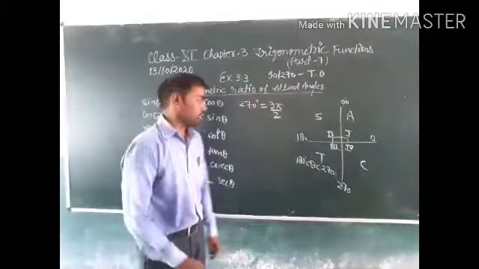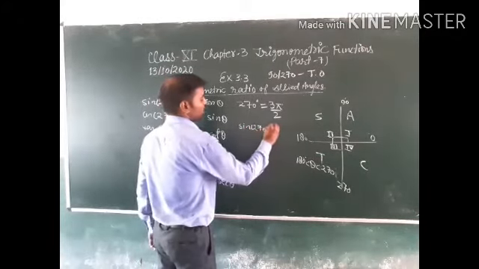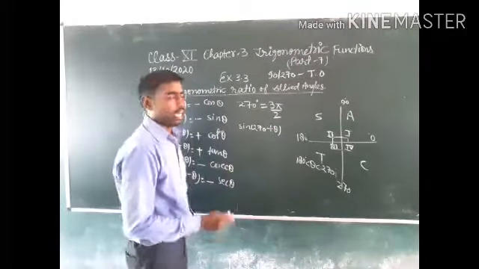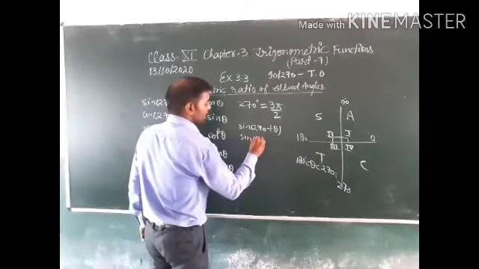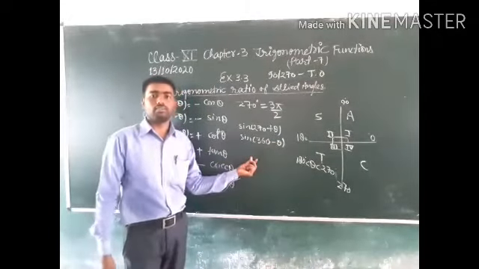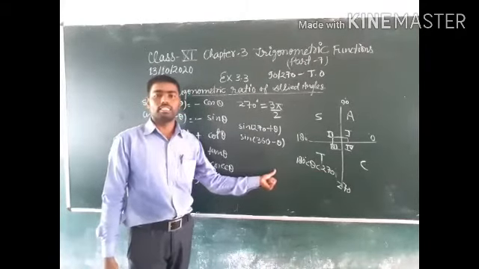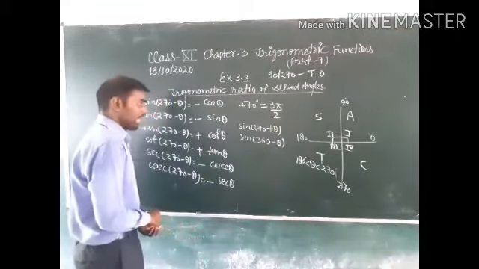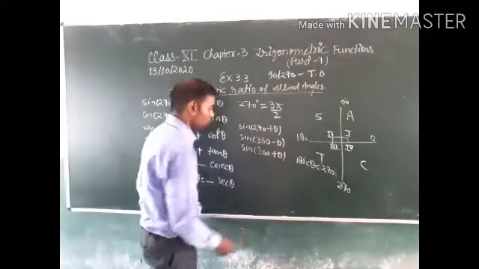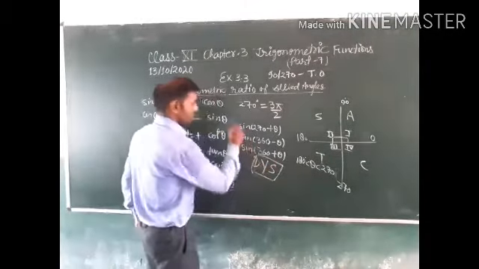Similarly, you can write the form of sin 270 plus theta, cos 270 plus theta, tan 270 plus theta, and also sin 360 minus theta, cos 360 minus theta, tan 360 minus theta, cot 360 minus theta, sec 360 minus theta, and cosec 360 minus theta, and also sin 360 plus theta, and you get this form. So do all of this yourself.